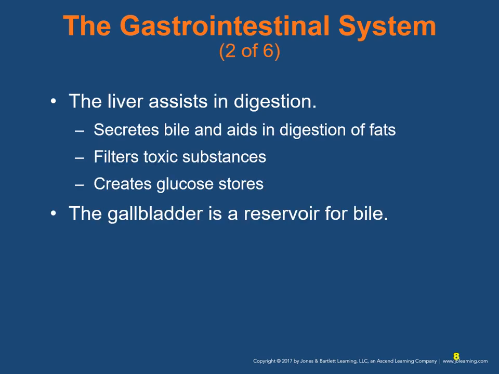The liver assists in digestion. It secretes bile, which aids in the digestion of fats. The liver also filters toxic substances produced by the process of digestion. It creates glucose stores and also produces substances necessary for blood clotting and immune function. The gallbladder is a reservoir for bile.